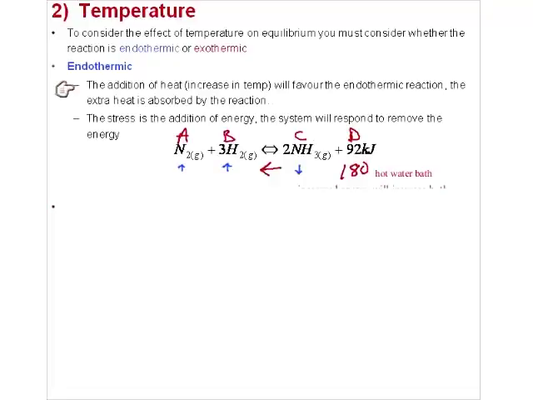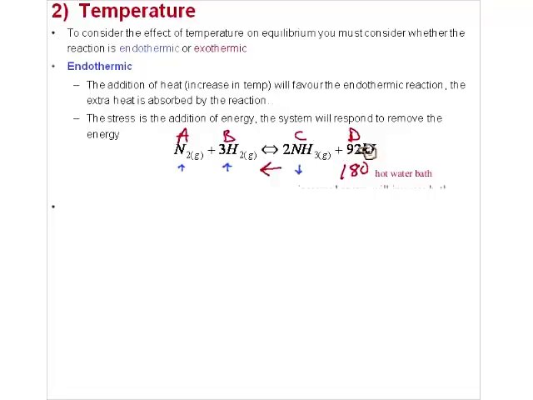Again, we're looking at this and we're saying the addition of the extra heat is going to favor an endothermic reaction. And the idea behind that is the direction is going to be endothermic because the extra heat is going to have to be absorbed. This time the stress is the addition of the energy. And it's going to have to get rid of that excess energy, so it's going to shift in an endothermic direction. So I like looking at it from an A, B, C, D perspective, and I look at the energy as if it's a reactant or product.